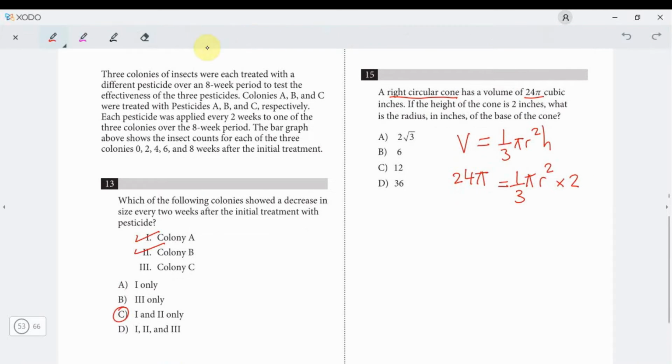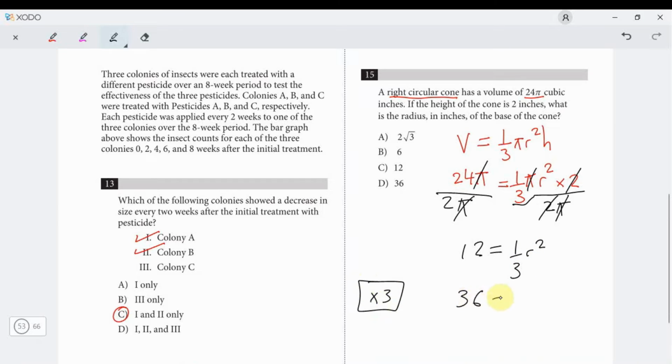In this case, what we can do is divide both sides by 2 pi. If we divide by 2 pi, this 2 cancels this 2, and pi cancels pi, and 24 over 2 is 12, so 12 is equal to 1/3 r squared. We can multiply through by 3 to get 36 equals r squared, and so r is the square root of 36, which is 6. That's option B. Easy, soft, and nice. No worries.